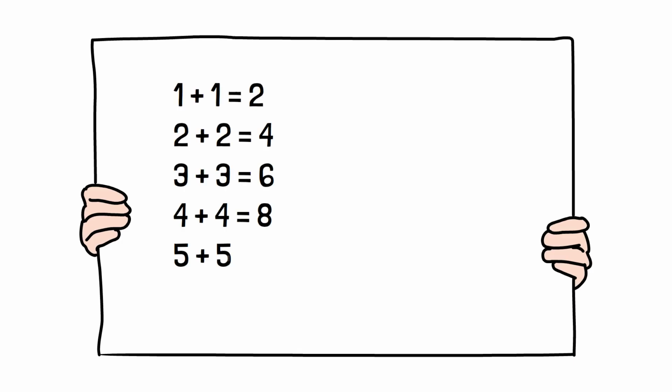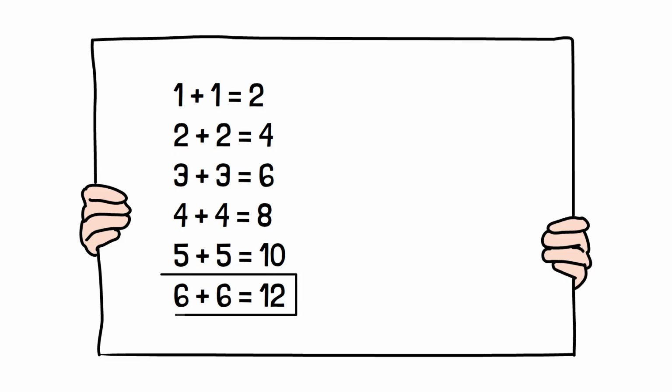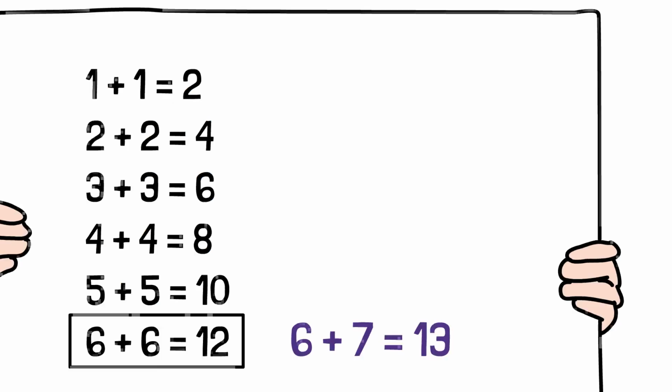These strategies help students develop a deeper understanding of number relationships and make it easier for them to recall facts. For example, knowing that 6 plus 6 equals 12 can help a student understand that 6 plus 7 is just one more than 6 plus 6, making it easier to remember that 6 plus 7 equals 13.